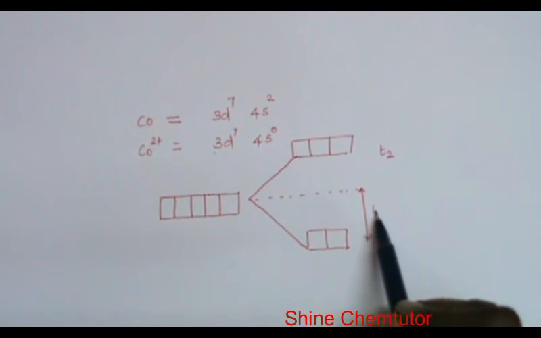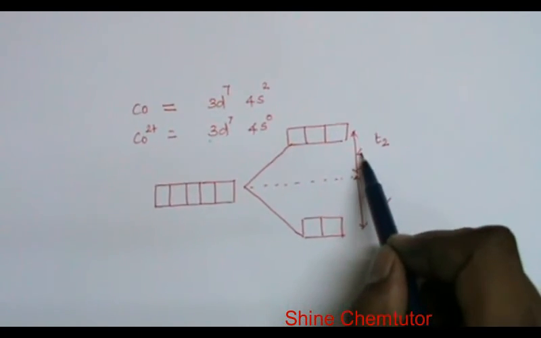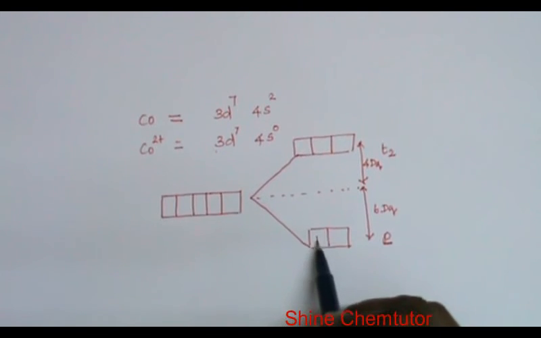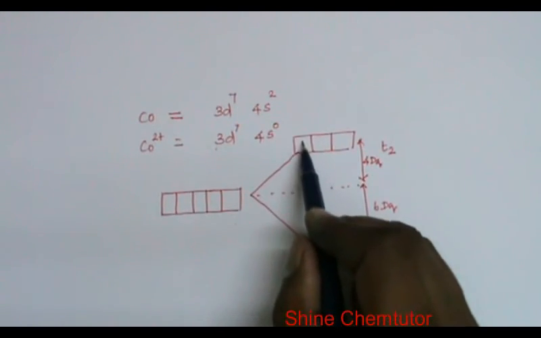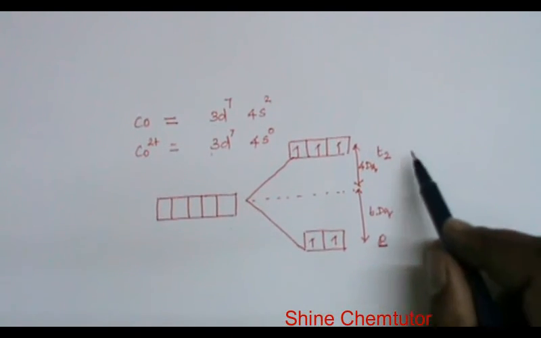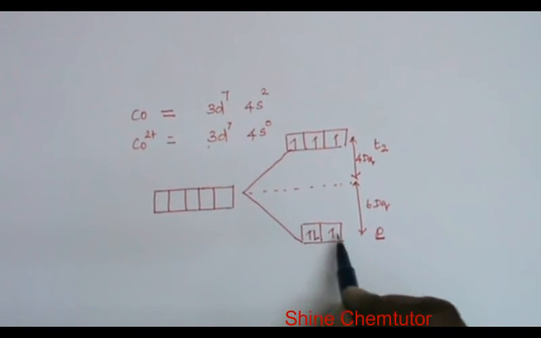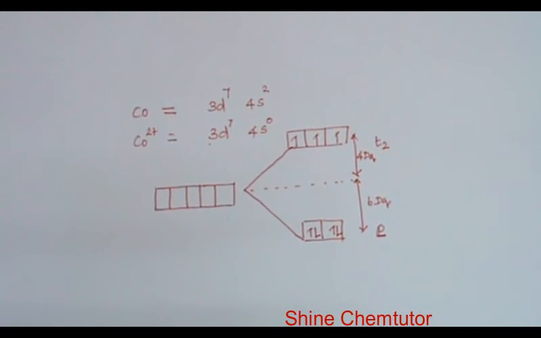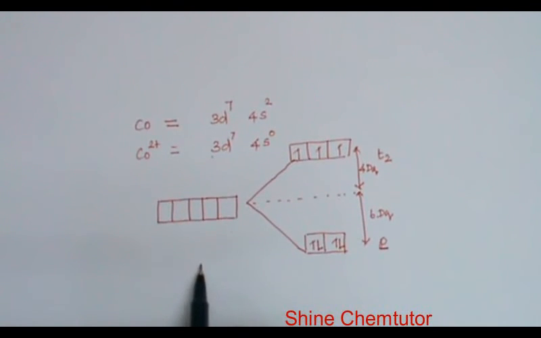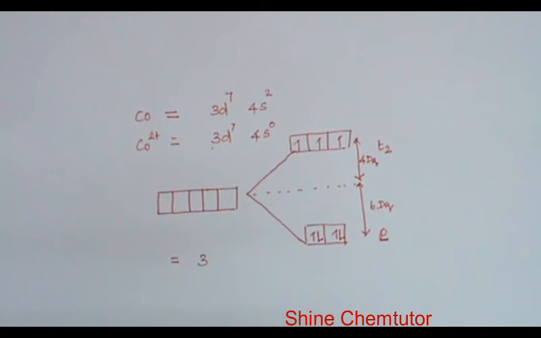This will be 6 Dq. This will be 4 Dq. Now I place the electrons. I place singly first. Since the energy difference between E and T2 is less, I have 2 more that I place here. So now the number of unpaired electrons is 3. They are present in the T2 orbital.